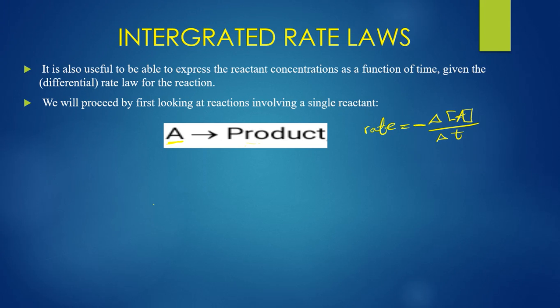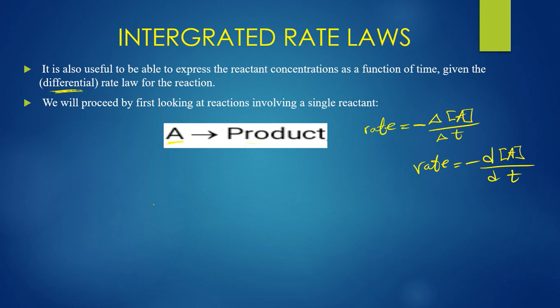Since we are given the differential rate law for the reaction, differential now, that's calculus, that's mathematics. So how can you differentiate this? Rate is equal to negative, this change will be dA over dt, like that. So this is how the reaction rate will look like.